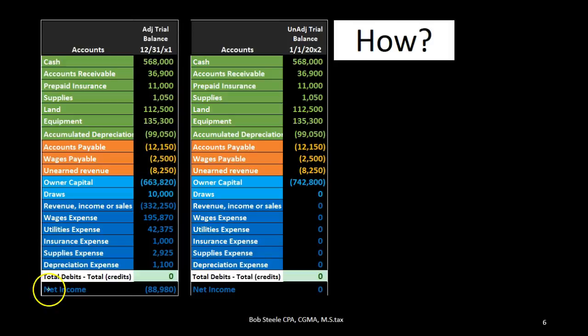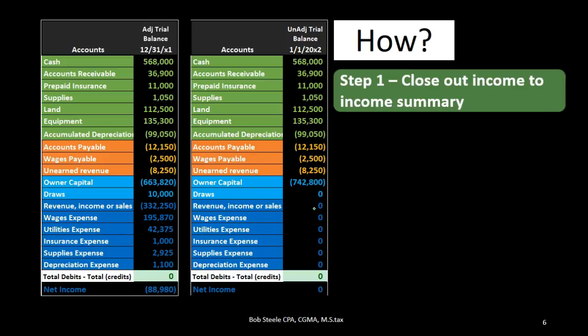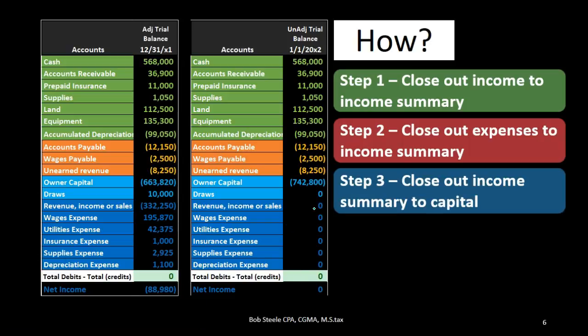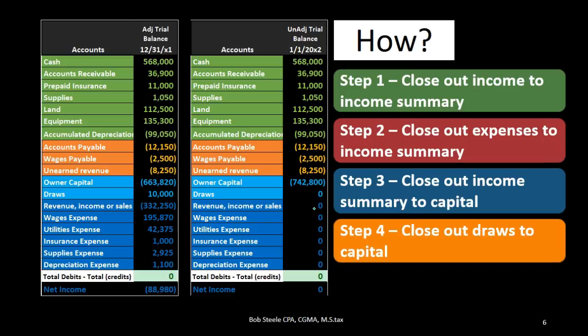The question then is, how are we going to get here in terms of just logistics, the journal entries? What are the journal entries going to look like? How do we get from something that looks like this to something that looks like that? Well, we're going to do a four-step process traditionally. Step one, close out income to the income summary. We'll have a journal entry to do that. Then step two, we're going to close out the expenses to an income summary, which is a new clearing account we'll talk about. Step three is going to be to close out the income summary to the capital account. And step four will be to close out draws to the capital account.